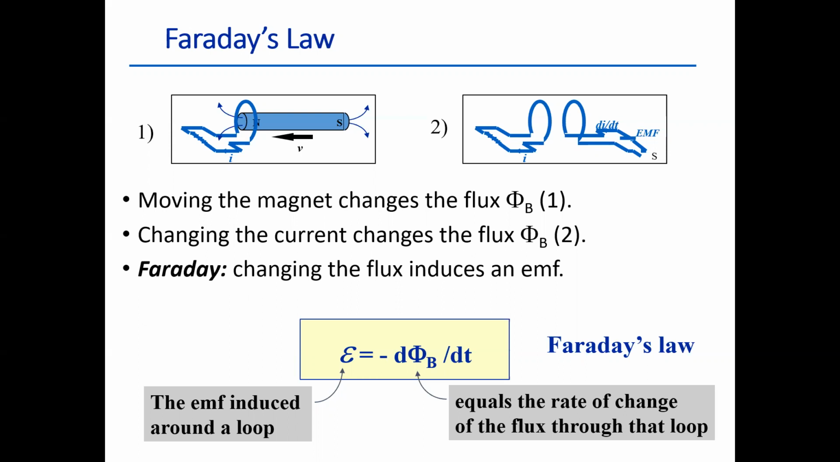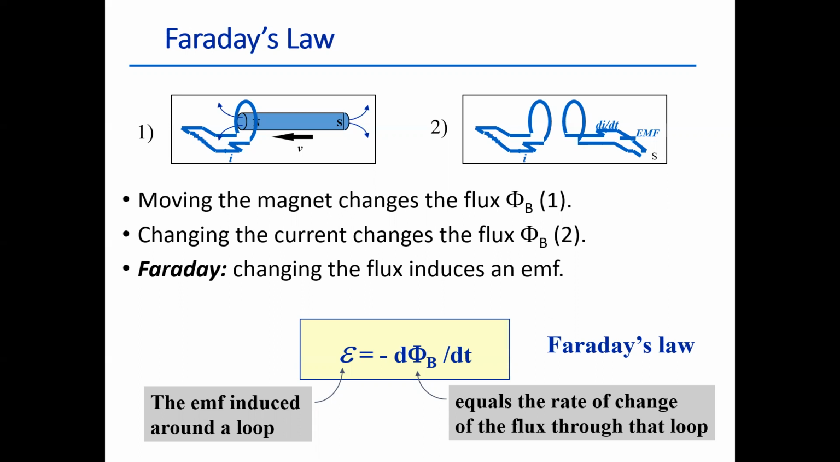So Faraday concluded that changing the flux induces an EMF. The EMF which is created here is because of the change of flux, because the flux is actually changing with the movement of the magnet or the change of current. Either of these two is triggering a change in flux, and the change of flux is introducing an EMF.